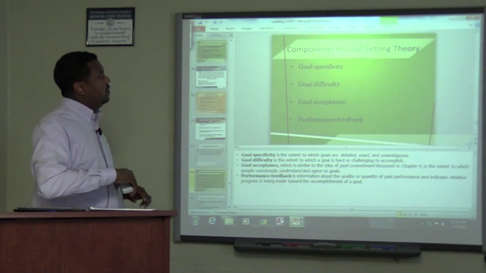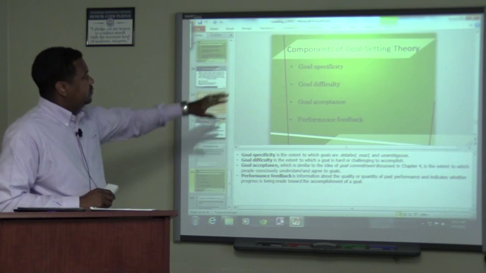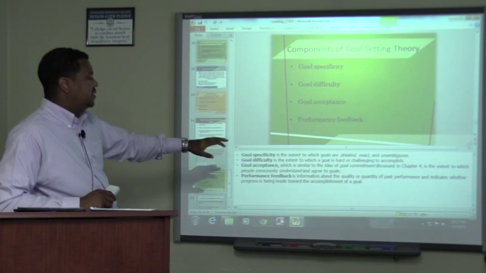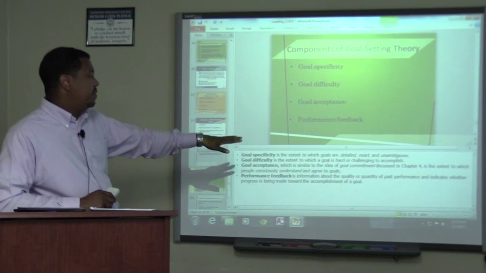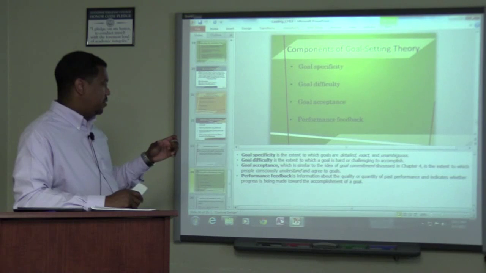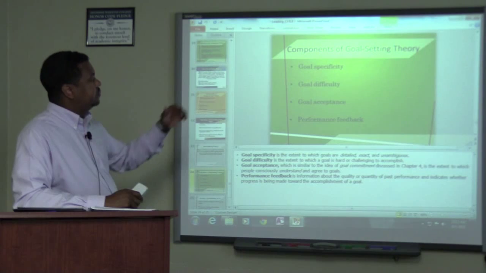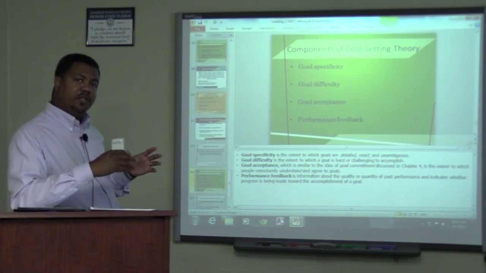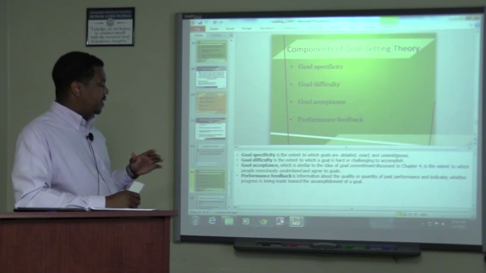So let's look at how we can think about goal setting theory and some of its overall components. We see the importance of having goals specified within our organization to the extent to which they are detailed and exact, not ambiguous. Similar to what we talked about in our previous lecture about the importance of SMART goals, they are clearly specific, quantitative, and measurable. You want to make sure goals have some range of difficulty, some range of challenge, to push individuals a little bit more to move forward.